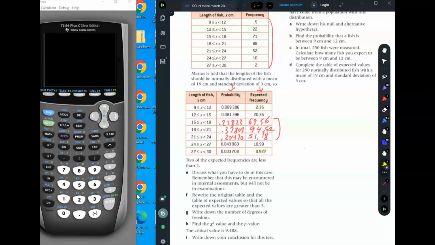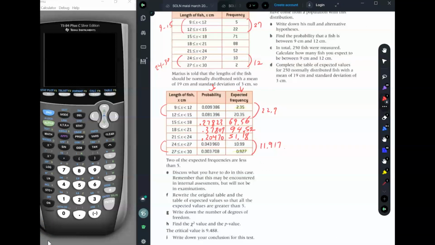So how do you resolve it? The way you resolve it is you group together the adjacent category. I'm going to put 2.35 together with 20.35. I'm going to group 9 through 12 together with 12 through 15, making a new category, which is going to be 9 through 15. Then I'm going to do the same thing with these last two categories and make a category that's 24 to 30. And now instead of having 7 categories, I'm going to have 5.